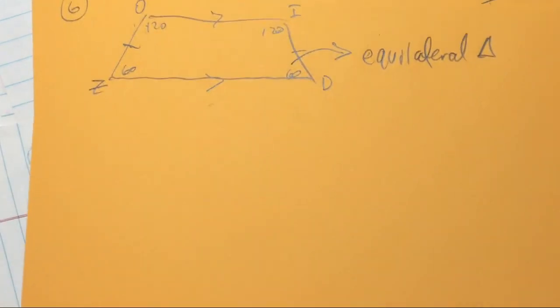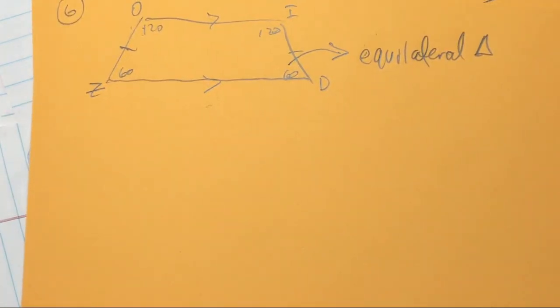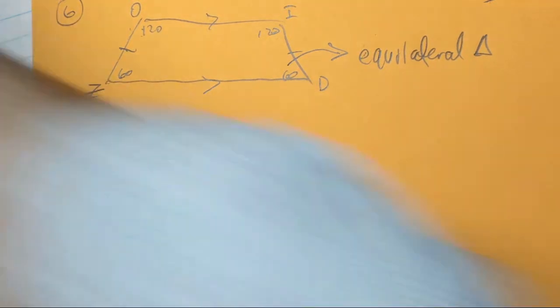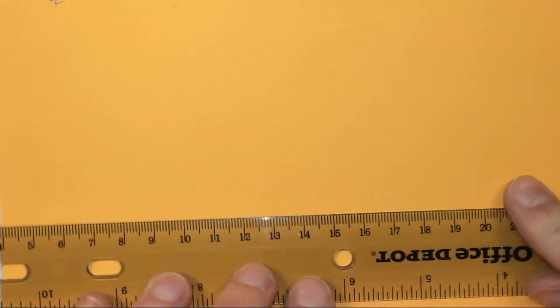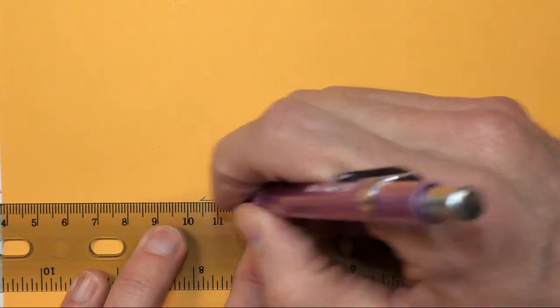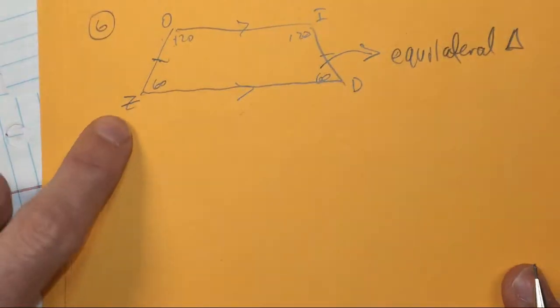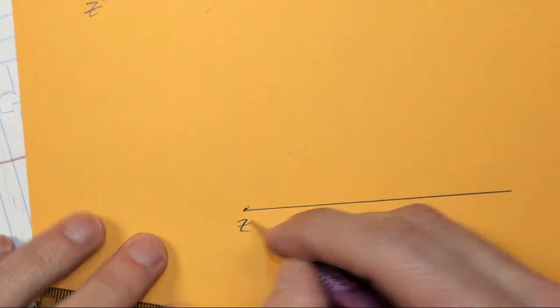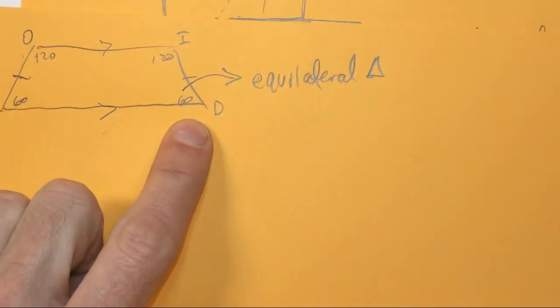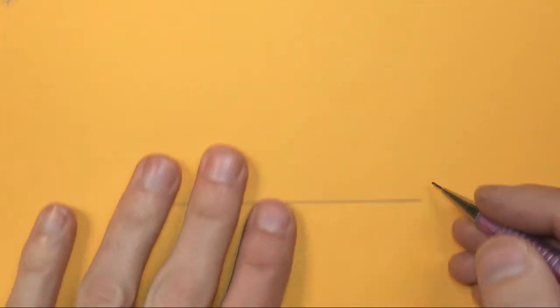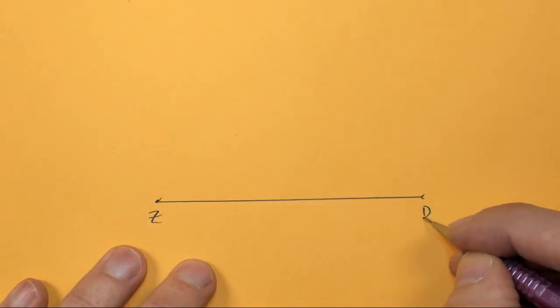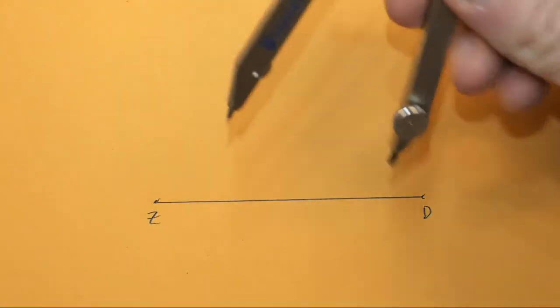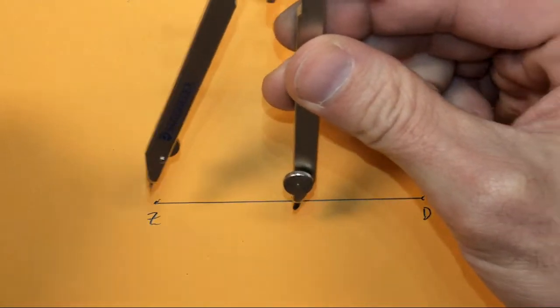All right, so that's how we'll start. And it doesn't give us any specifications for the side lengths. So I'll just start with some random base length here. And we'll call this point over here Z, and this one over here on this side D. So all we have to do is pick any compass setting that we want to.